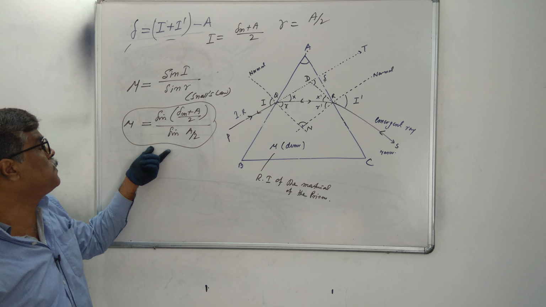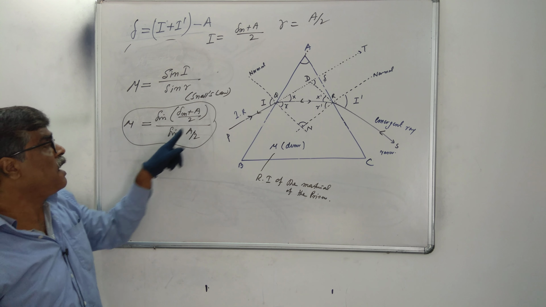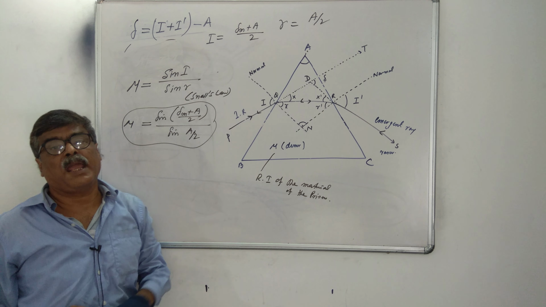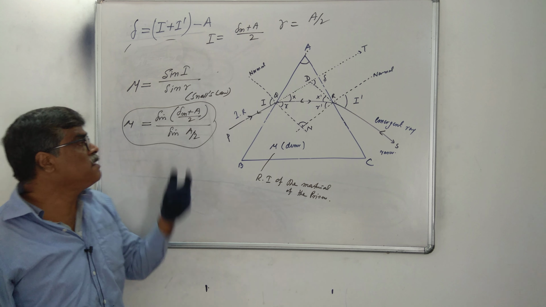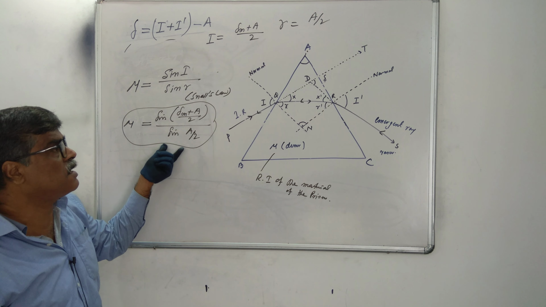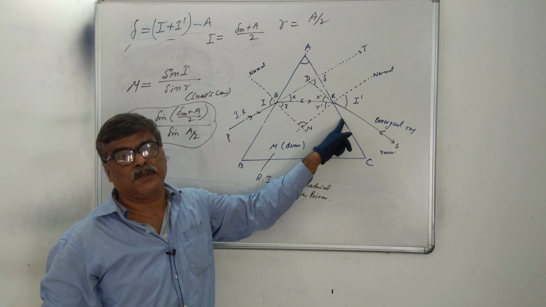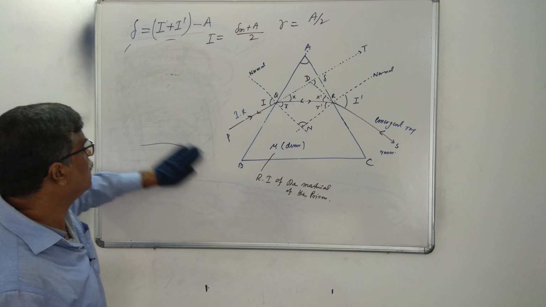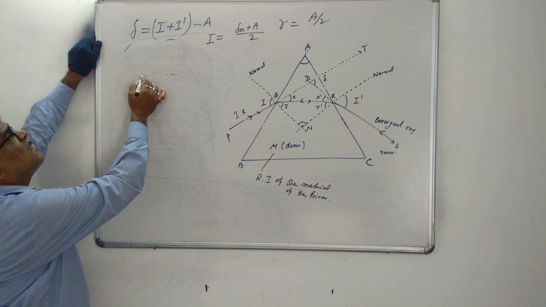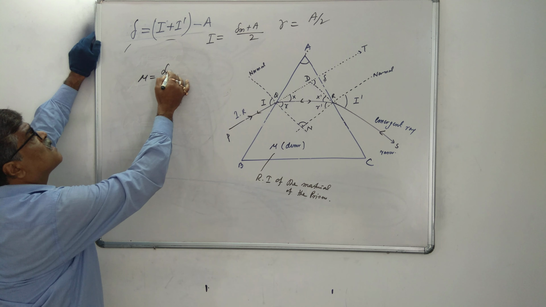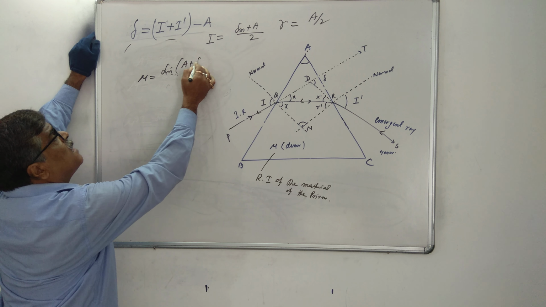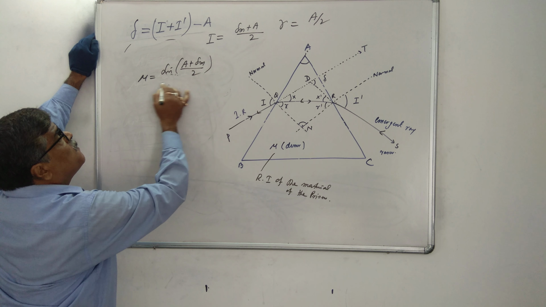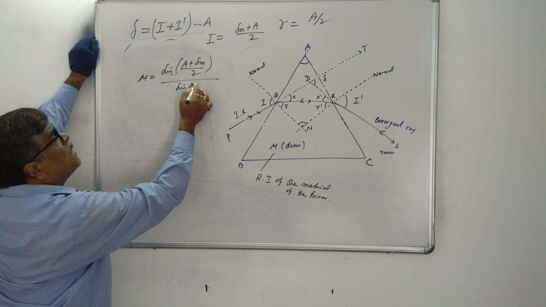This is the relation between refractive index, angle of prism and angle of minimum deviation. And this relation we can also establish for the second face also. Clear? Now, what is your result? Mu is equal to sin of (A plus delta M) by 2 divided by sin of A by 2.